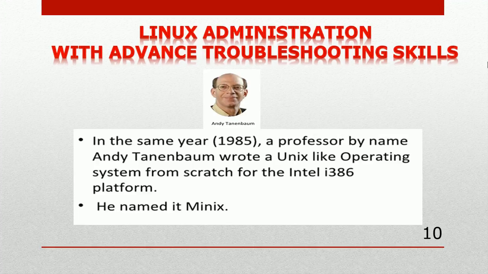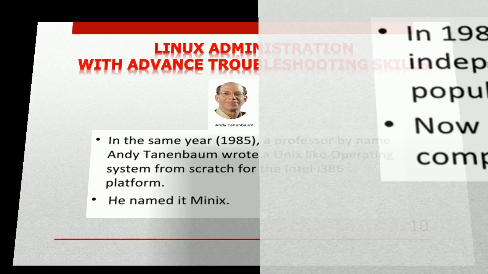In the same year, 1985, a professor by the name Andy Tannenbaum wrote a Unix-like operating system from scratch for the Intel i386. So Minix was the first Unix-like operating system for the Intel platform. Andy Tannenbaum was the man who wrote this operating system from scratch, especially for the Intel platform.